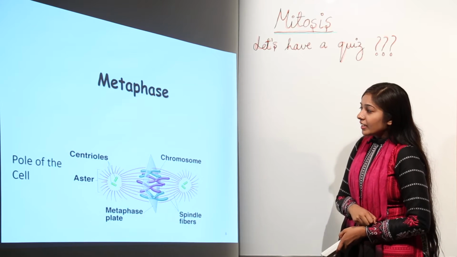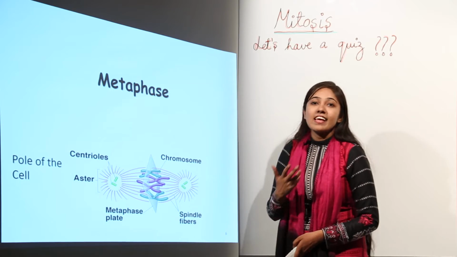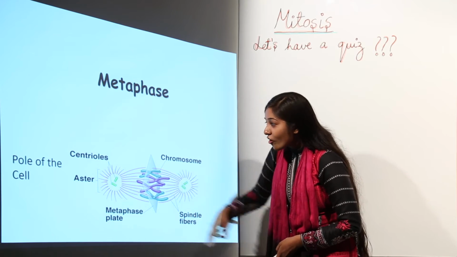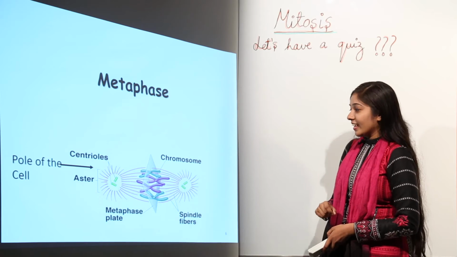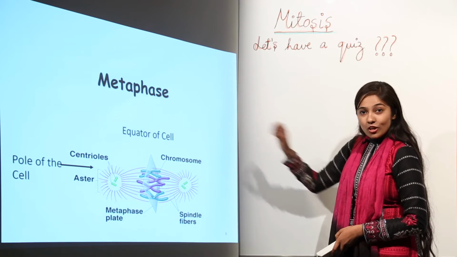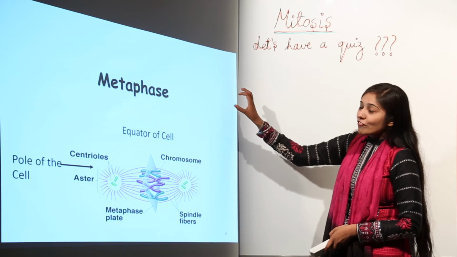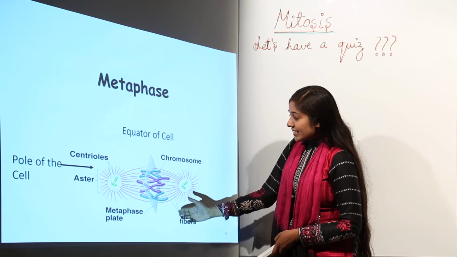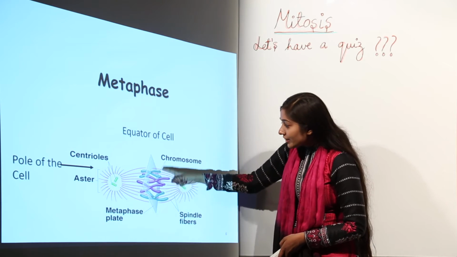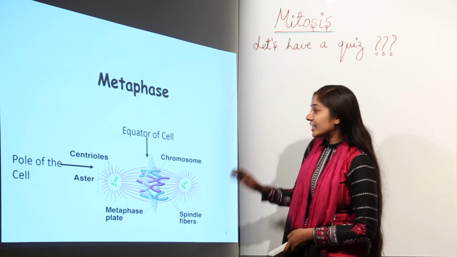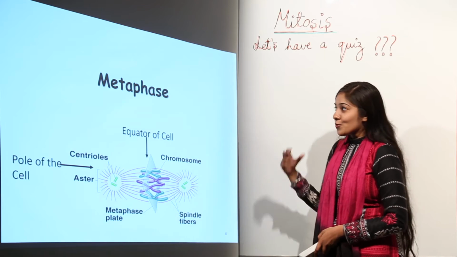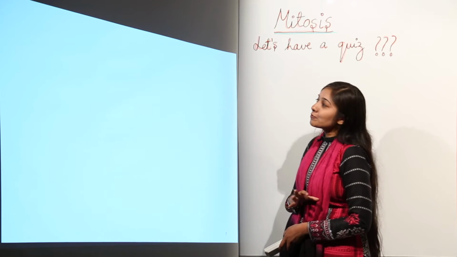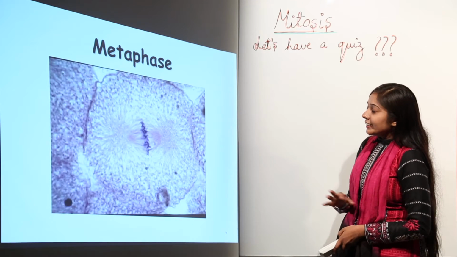So next, another question from the metaphase stage. Can you tell me where is the pole of the cell in this image? Right, so where there are centrioles, that is the pole of the cell. And where is the equator of the cell? In case of metaphase, you all know that the chromosomes are aligned at the equatorial line. So where the chromosomes are aligned, that is the equator of the cell. So you are giving very correct answers to all my questions. Let us move on to the next question.